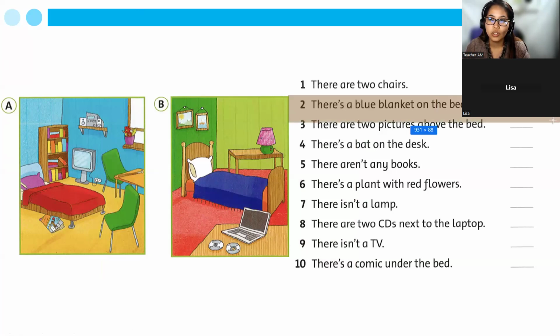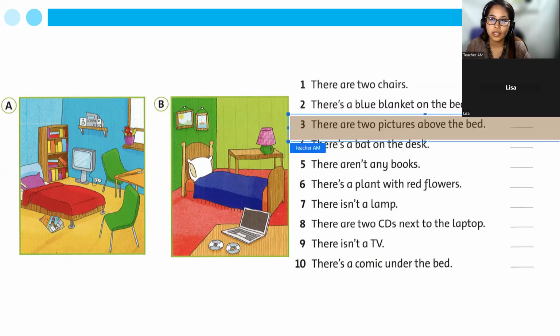Okay, now what about number two, Dolin? Look and read. There are blue blankets on the bed. Yes. So is that A or B? B. Wow, nice. Okay, now what about number three? There are two pictures above the bed. Yes, above the bed. A or B? B. Wow, very good.